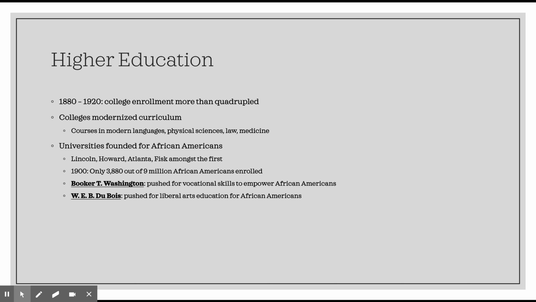But you did have folks like Booker T. Washington who were pushing for African Americans to educate themselves. Booker T. Washington, he advocated for African Americans to focus on improving their vocational skills to empower their economic strength in the United States. Meanwhile, you had educators like W.E.B. Du Bois, who pushed for a liberal arts education for African Americans so that they could be strong citizens and participate in civil society more easily and be considered equals of all Americans, particularly white Americans.